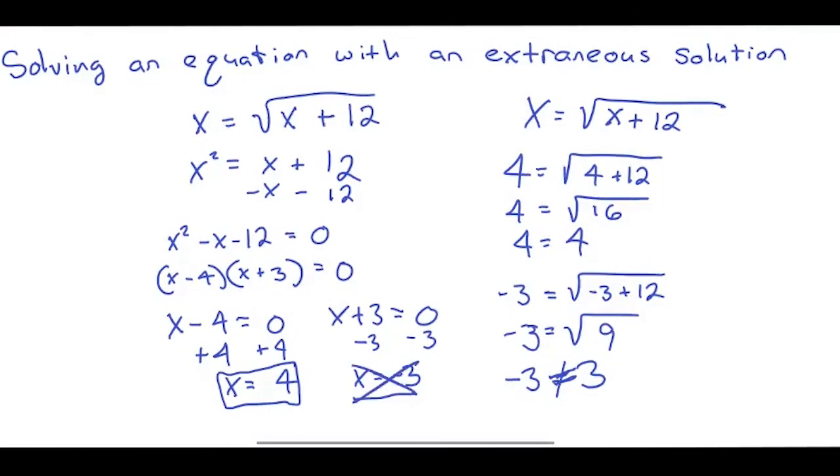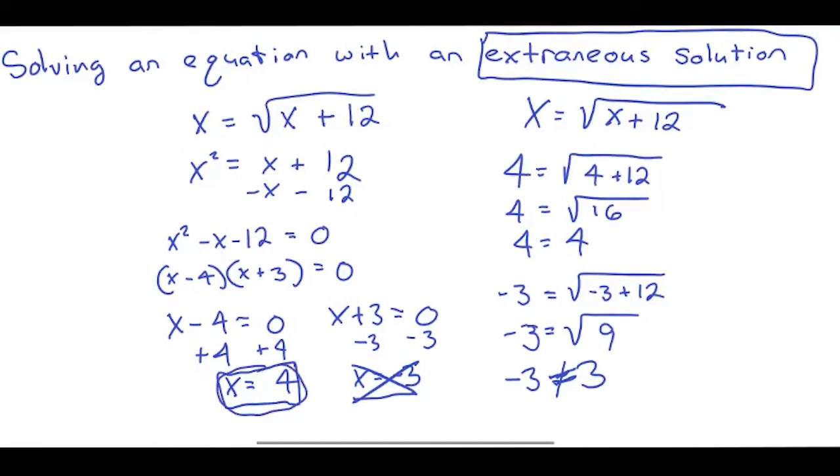And this is what is referred to as an extraneous solution, when there are multiple solutions, but not all of them are correct. So for this one, the only correct solution is x equals 4.